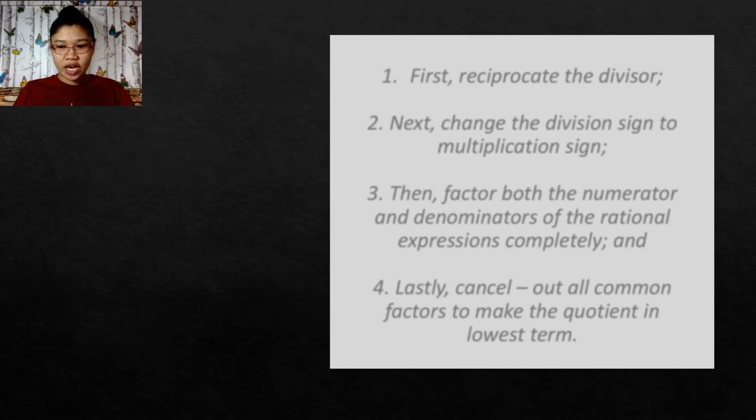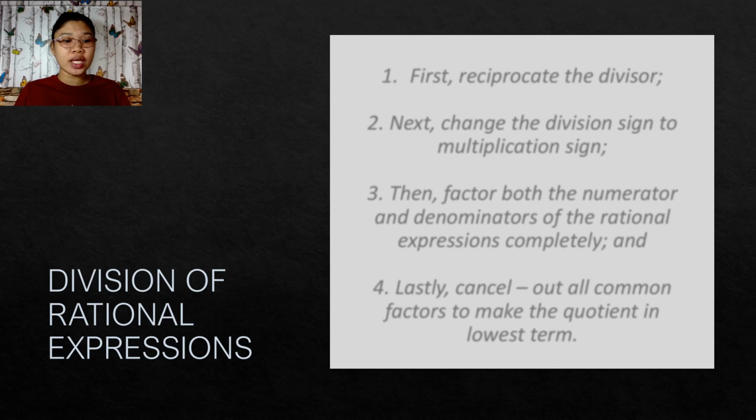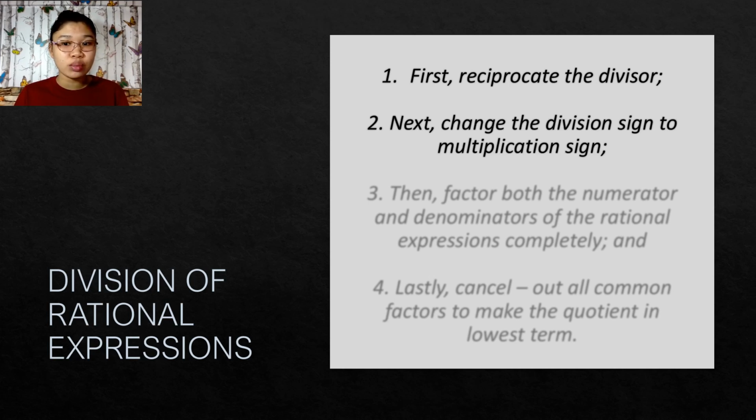Now we have here the division of rational expressions and further steps on how to achieve the final answer in lowest term. So I have 4 major steps here. First, reciprocate the divisor. I mentioned this earlier, but I will be reiterating it because it is worth mentioning again. Next, change the division sign to multiplication sign, upon reciprocating the divisor.